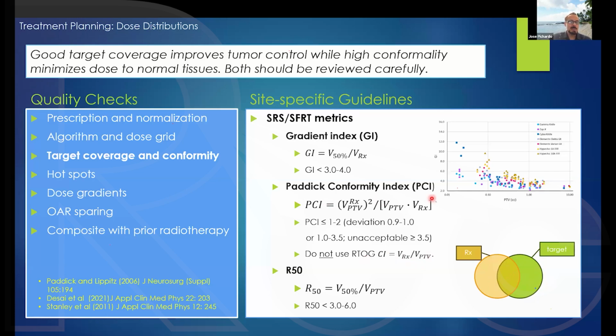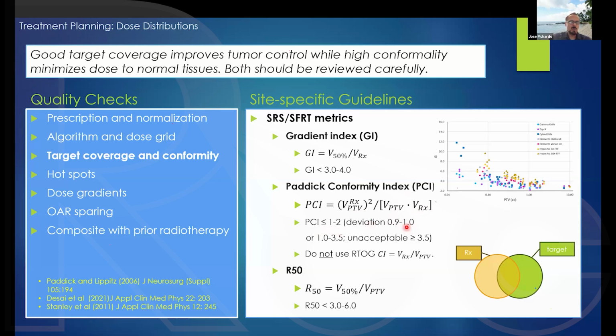The Paddick conformity index fixed that by including this term at the top. See this V Rx PTV squared? This is the volume of the PTV that's inside of the prescription isodose. So that's going to be in the numerator squared, and you divide at the bottom by the volume of the PTV times the volume of the prescription isodose line. This is a much better metric for conformity. It should typically be between 1 and 2.